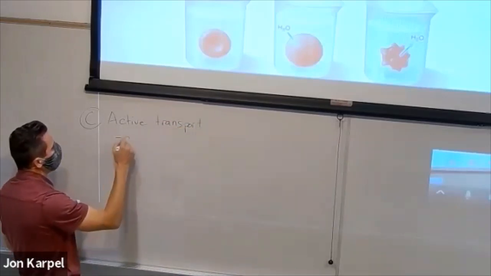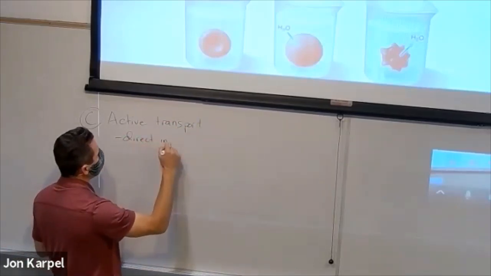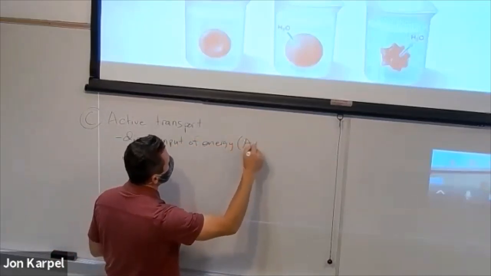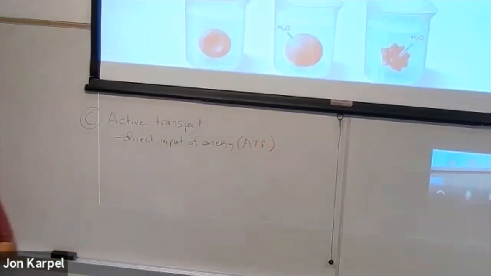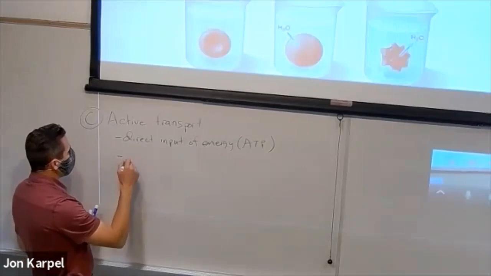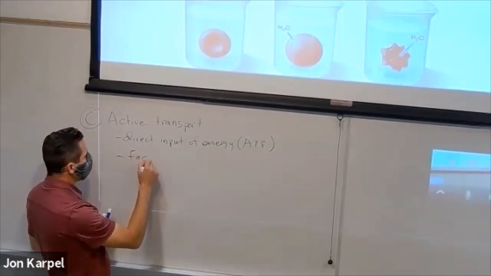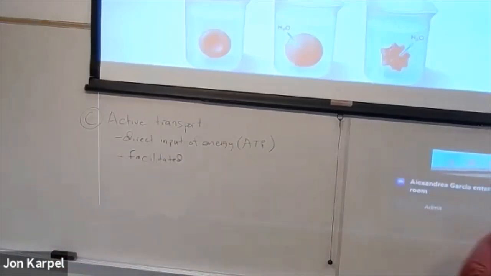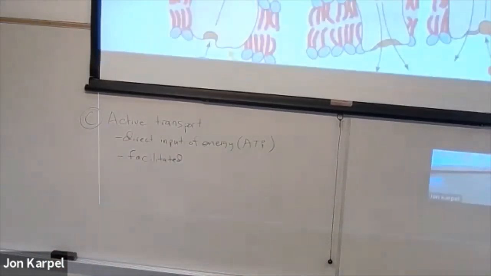Active transport needs a direct input of energy, and it's almost always going to be ATP, which we'll learn in the next chapter is the energy currency of the cell. So it almost always needs a direct input. Passive was dependent on a concentration gradient, which is a form of energy, but it's not ATP. Because of that, it is always going to be facilitated, because you're going to have proteins that use this energy to do work, okay?